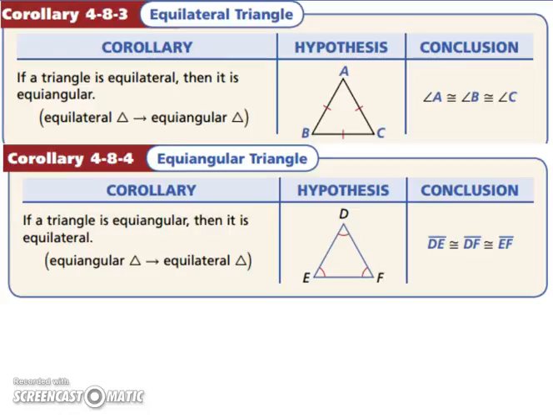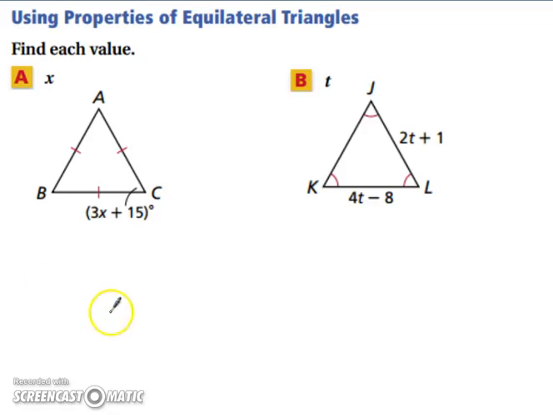Using the idea of an isosceles triangle folds us right into our equilateral and equiangular triangles. If a triangle is equilateral, then it is equiangular. The reverse is also true: if a triangle is equiangular, then it is equilateral. So equilateral and equiangular triangles are the same. Let's put those corollaries to use.